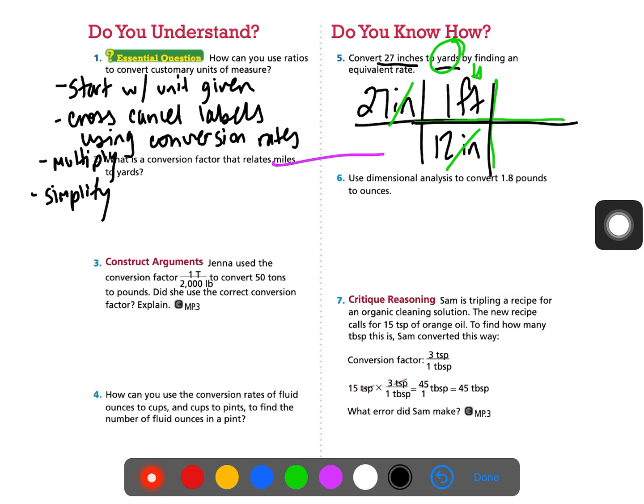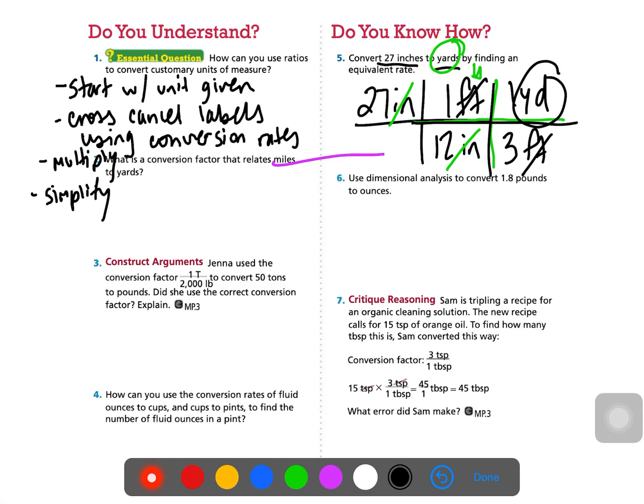We need to find the pattern. Well, I know that 3 feet is 1 yard. So then my feet labels cancel and I'm left with yards. So sometimes you do have to do a double unit cancel, which is why it's so important that you put your labels. To solve this one then, we do 27 times 1 times 1 over 12 times 3. This is 27 over 36, and you could actually divide that to get 0.75. Our label would be yards.